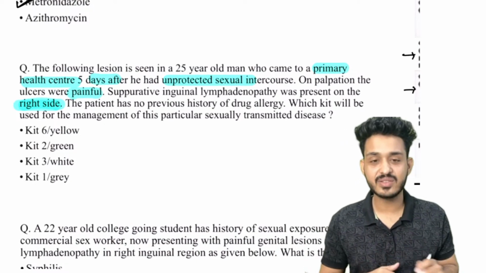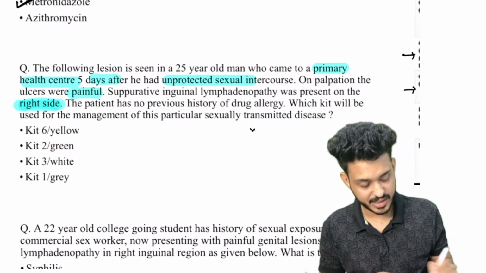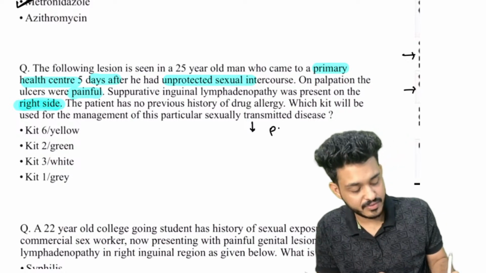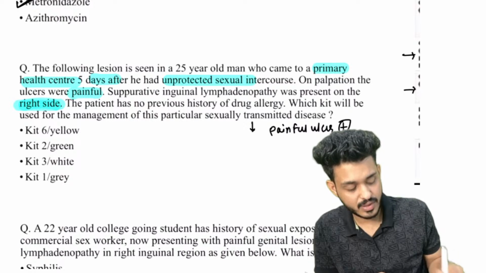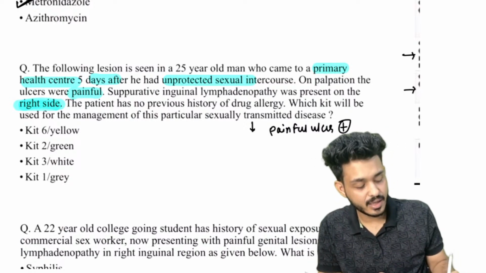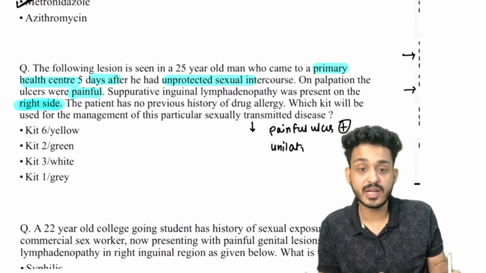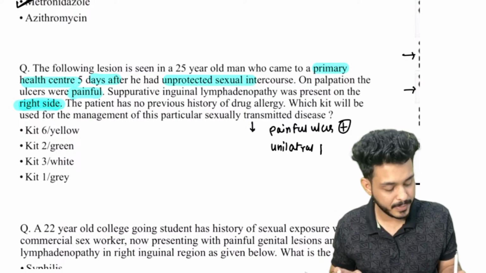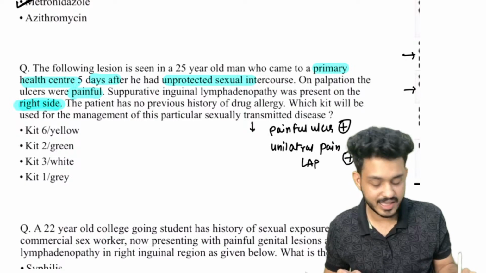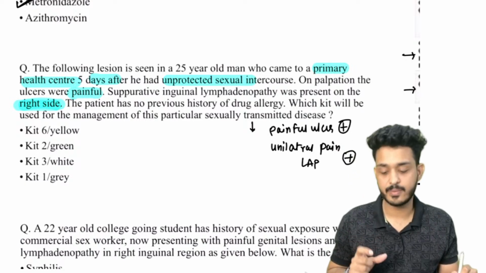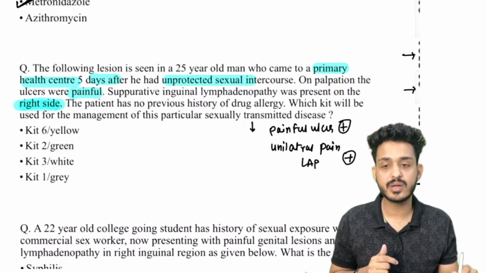Try to make the diagnosis over here. Remember two things. A painful ulcer is present. Second thing, unilateral, remember guys, unilateral painful lymphadenopathy. Remember what I've told you. Here in the ulcer, you will be finding what?